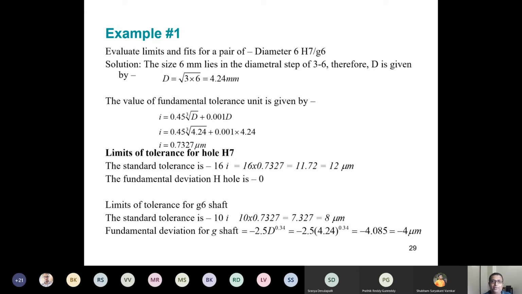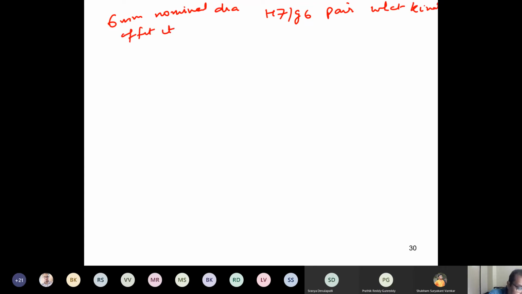So let's do two problems. We'll go step by step. The first one is I have a diameter 6 of H7 G6. Right, let's go ahead and do this. I have a 6 mm nominal diameter, and I want capital H7 G6. This is the fit. This is the pair. I have to find out what kind of fit it is.